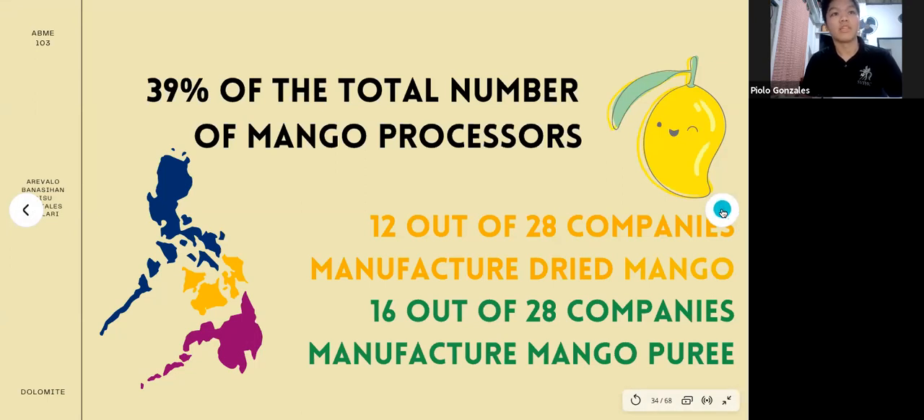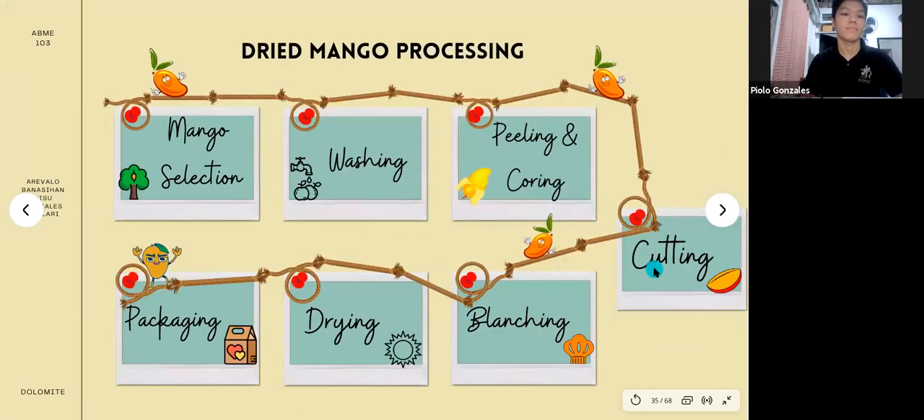12 of those said companies produce dried mango products, while the other 16 focus on the processing of mango puree. Next. The process involved in the production of dried mango products is illustrated in the diagram shown below. First, it undergoes the process of mango selection, where fresh and blemish-free mangoes with 80 to 90% maturity and a high content of dry matter with smaller stones are selected for processing and transferred to the conveyor belt after cutting both ends of each mango.